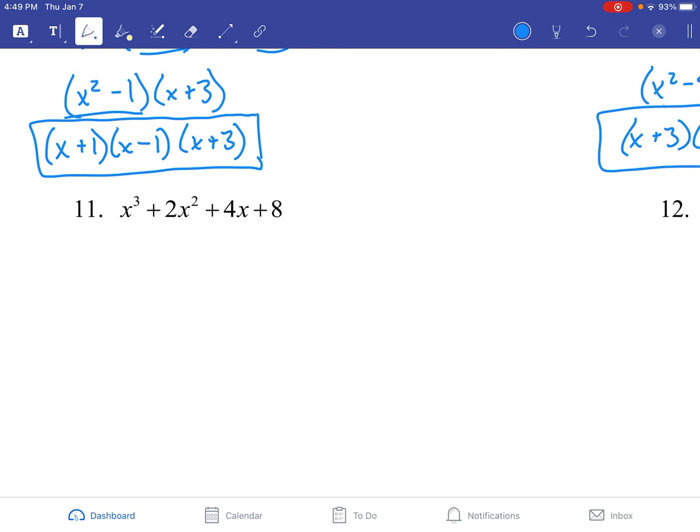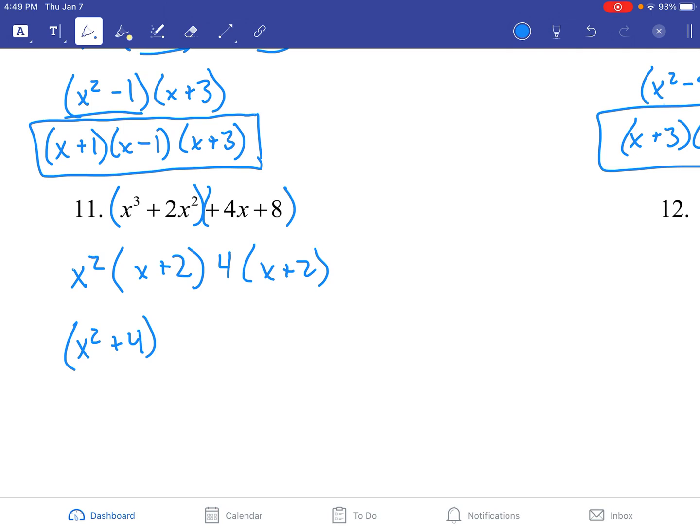So here, we're grouping the first two and the last two sets of numbers. We can take out an x squared, which leaves you with x plus 2. On the second set, 4 and 8 both share a 4, so we can take that out, leaving x plus 2. So we have x squared plus 4 as our first set of factors, and then x plus 2 is the second one. Now you might think, oh, we have a difference of two squares problem again, but that's not the case in this problem.